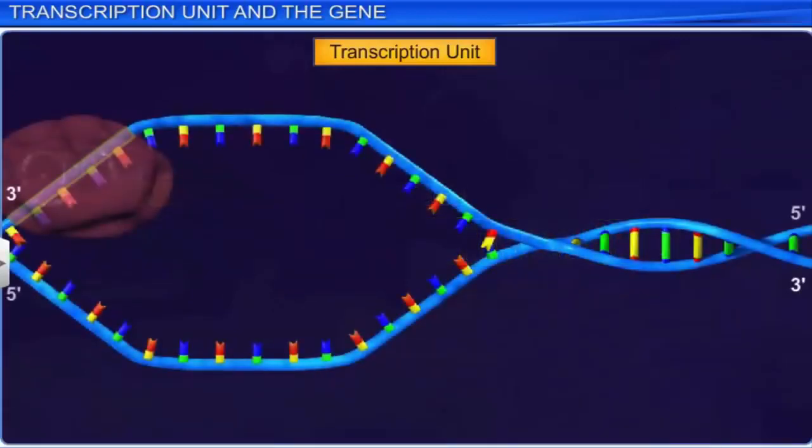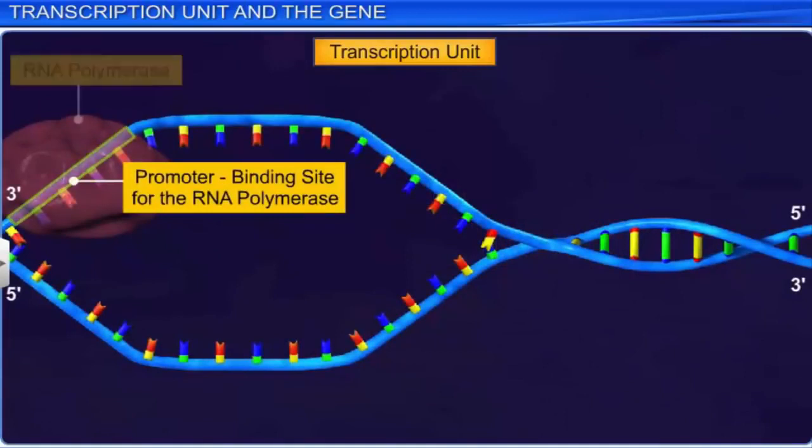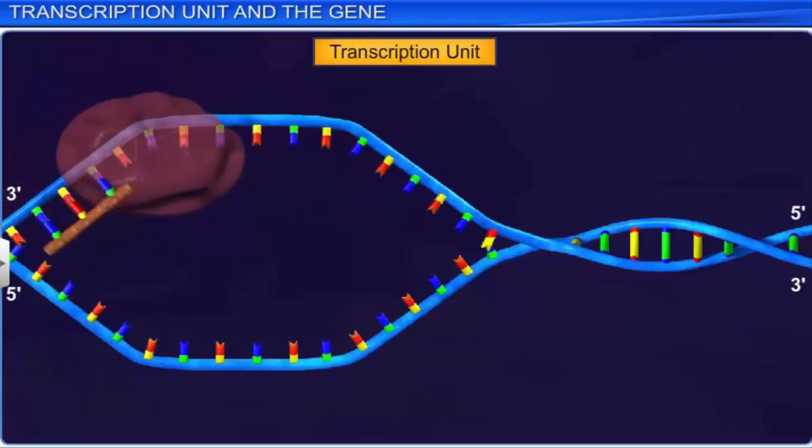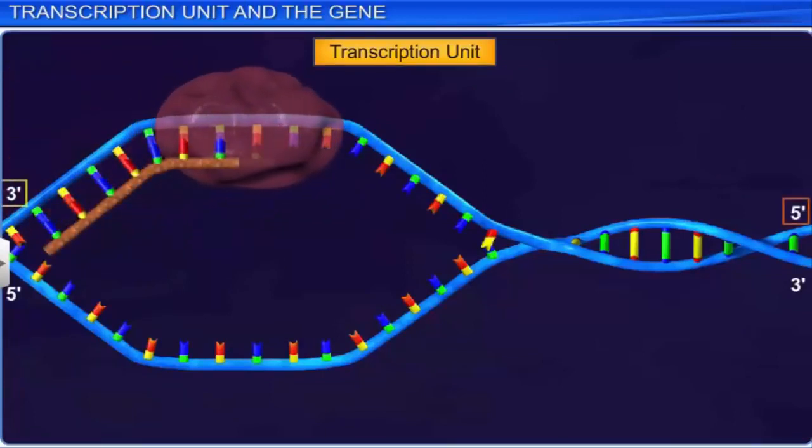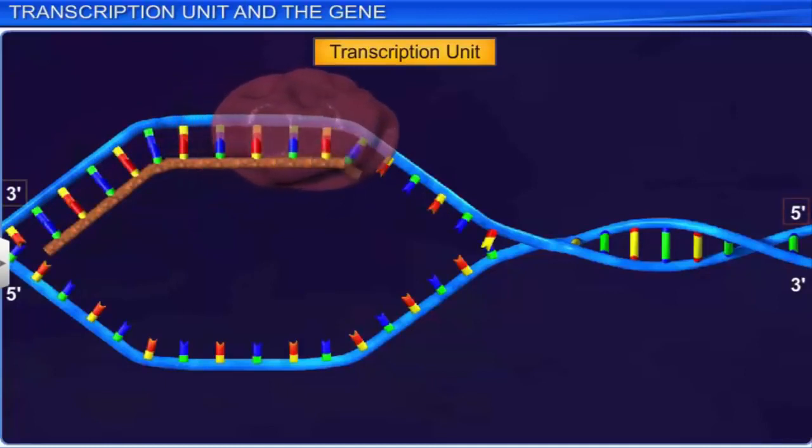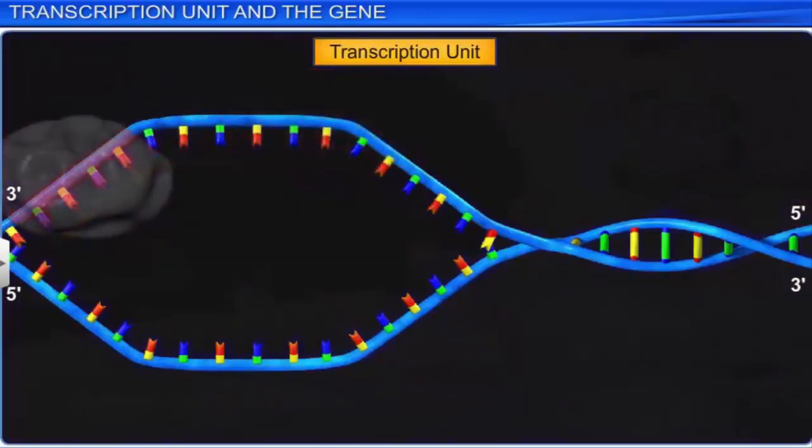In the promoter, there is a binding site for RNA polymerase, which moves along the DNA strand from 3' to 5' direction. With the help of RNA polymerase, the promoter can code for the two strands of the DNA helix.